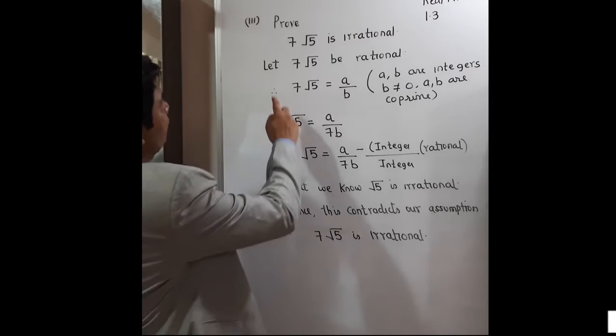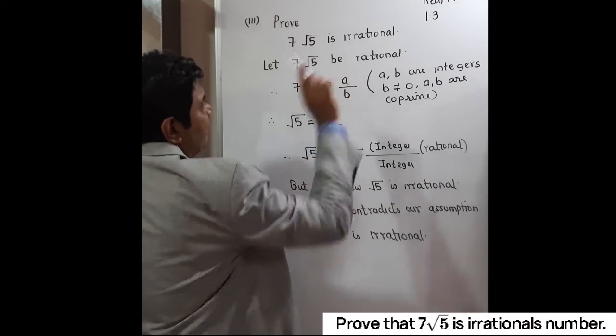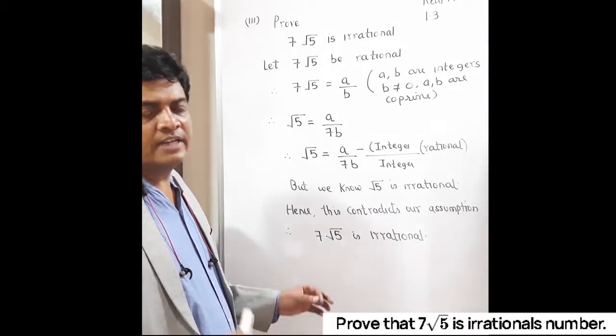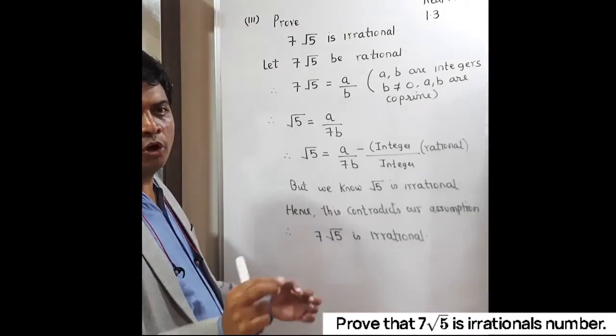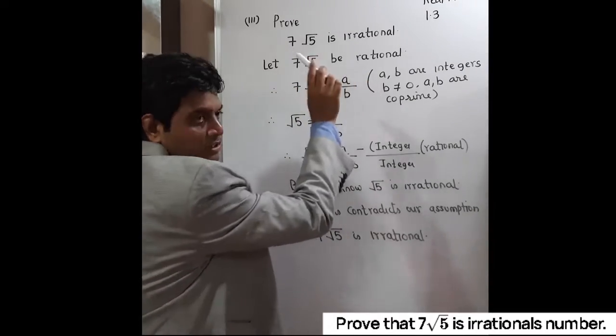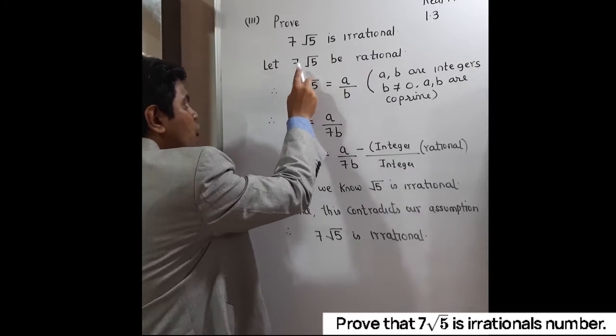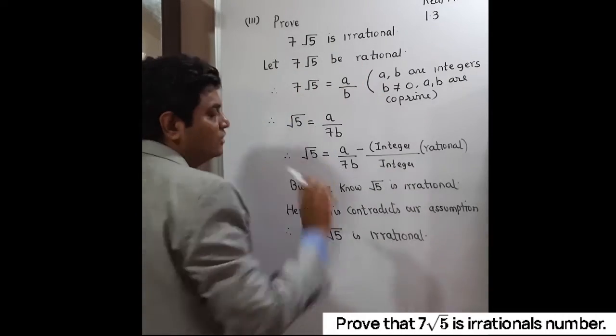In this sum, we have to prove that 7 root 5 is irrational. What is our standard method? We will be using the contradiction method. So let 7 root 5 be rational. They have told me to prove 7 root 5 is irrational. We assume that 7 root 5 is rational.